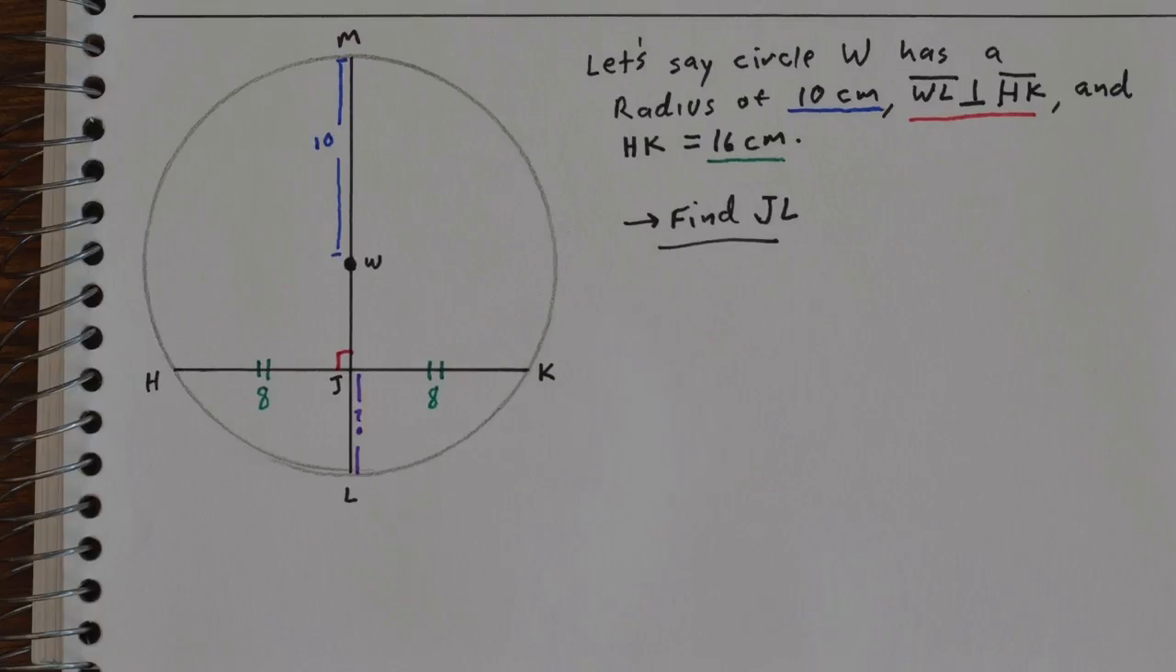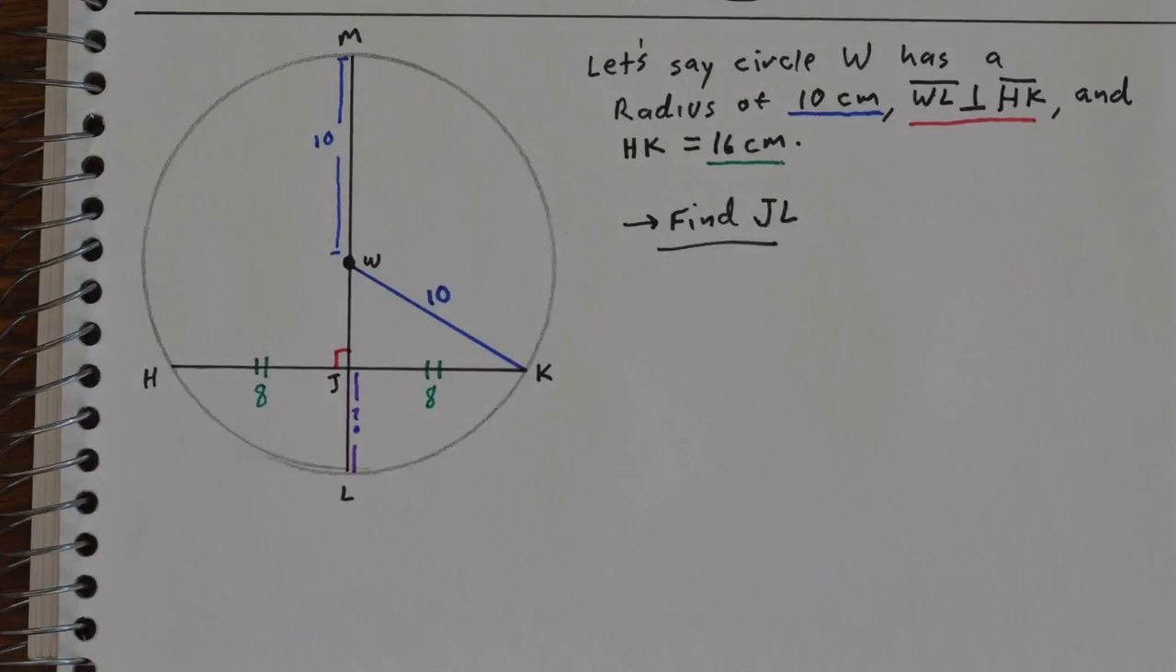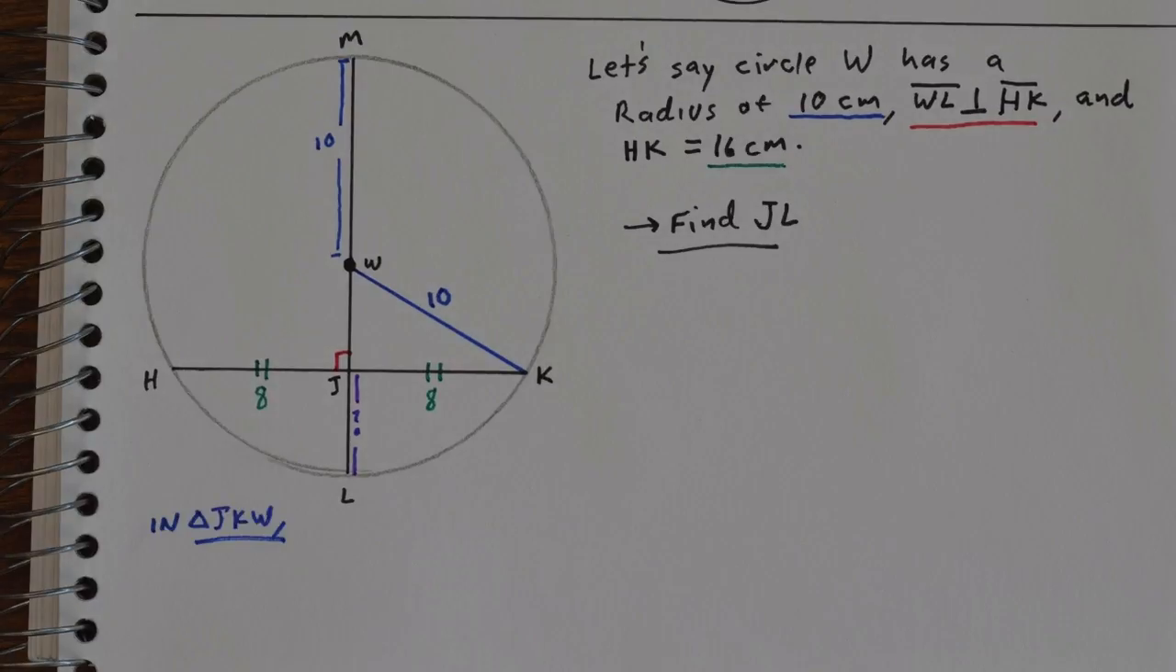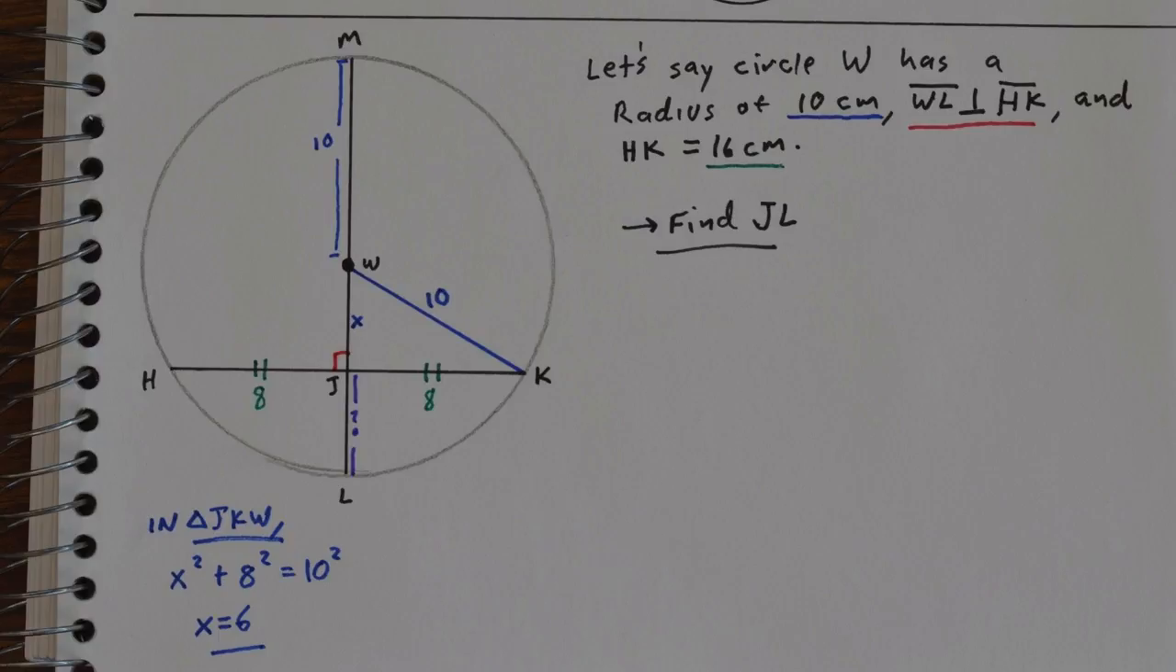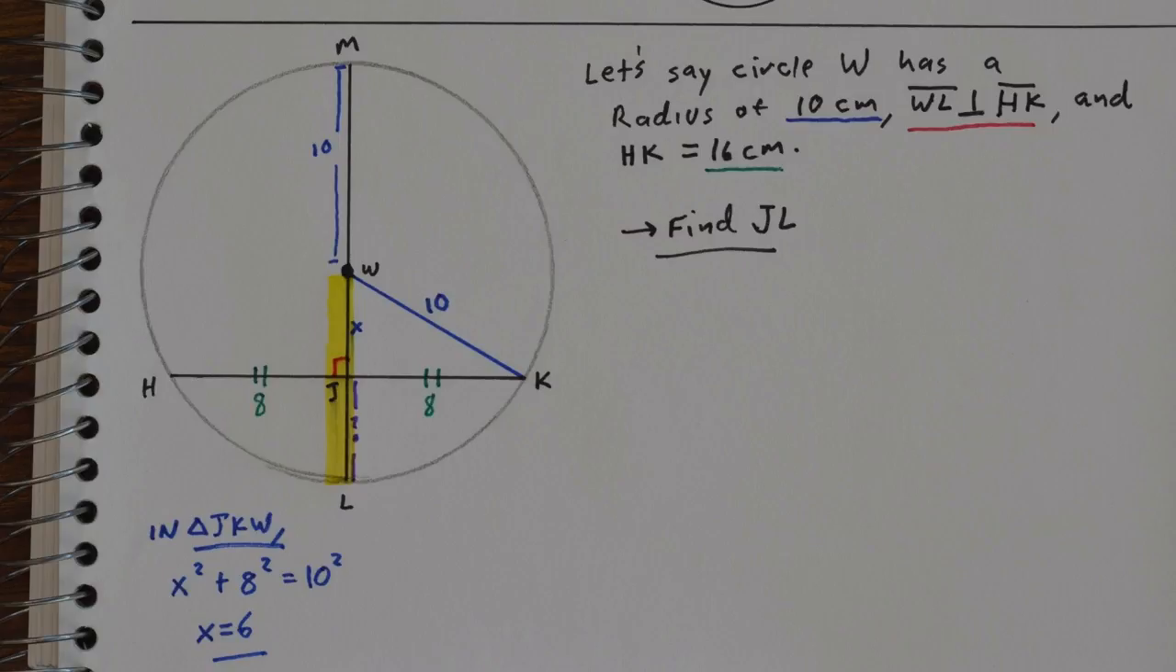Now, we want to find JL. The trick with this is, remember, all radii in a circle are congruent. And so if you draw in, let's say, radius WK, then we have a triangle, JKW. And we can find the missing leg using the Pythagorean theorem. So x squared plus 8 squared is 10 squared. That gives us that the length JW is 6. Since the entire length is a radius, if the part above is 6, the part down below has to be 4.